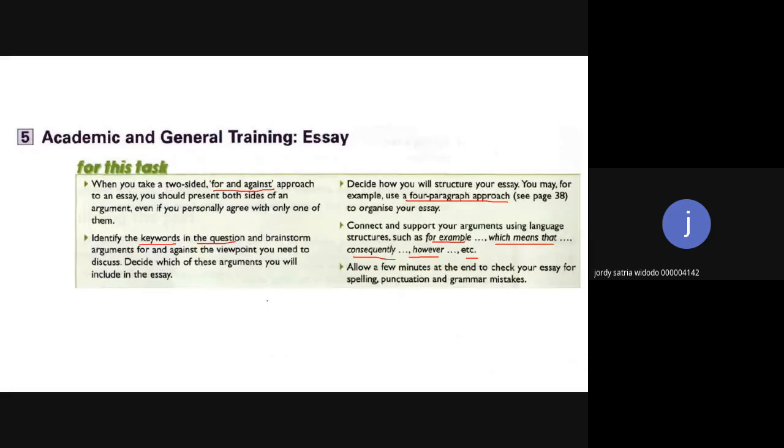Leave a few minutes at the end to check your essay for spelling, punctuation and grammar mistakes. So after writing the essay, if you have the time, you can review your essay by checking the spelling, punctuation, and also grammar mistakes. Yes, and then you can edit it. Meaning you proofread your own essay, then you edit if there is something inappropriate in your essay.